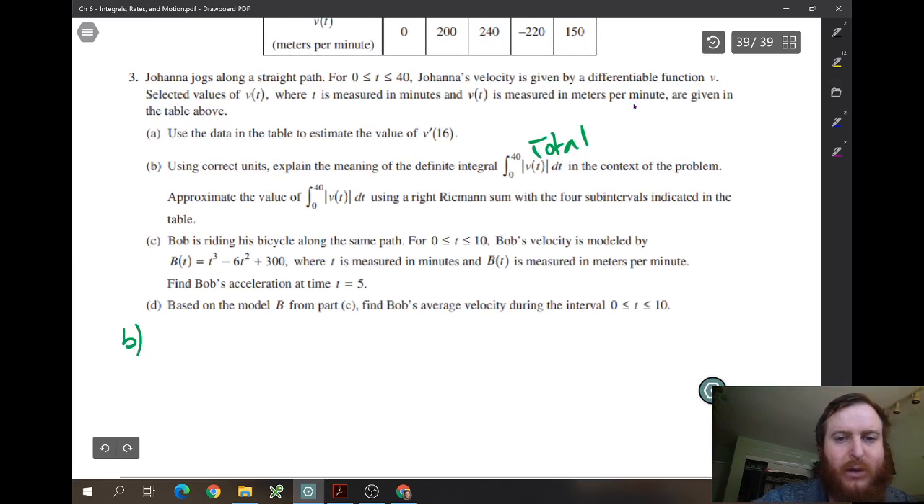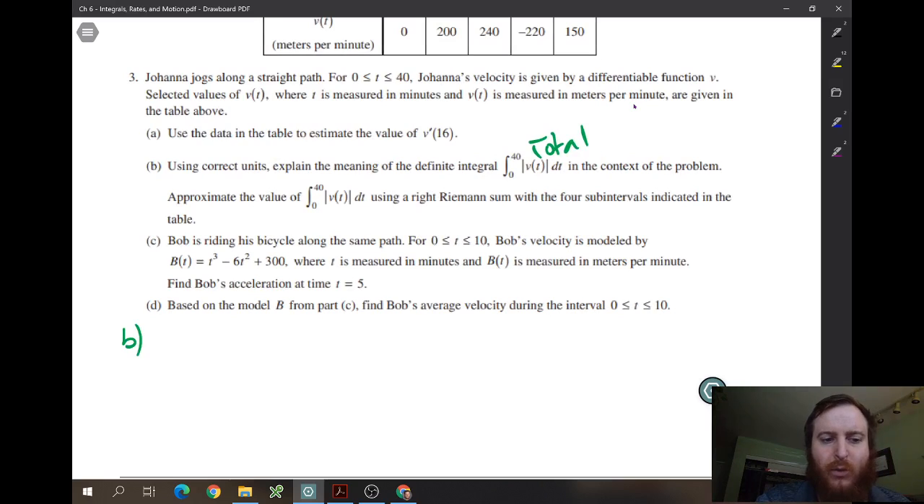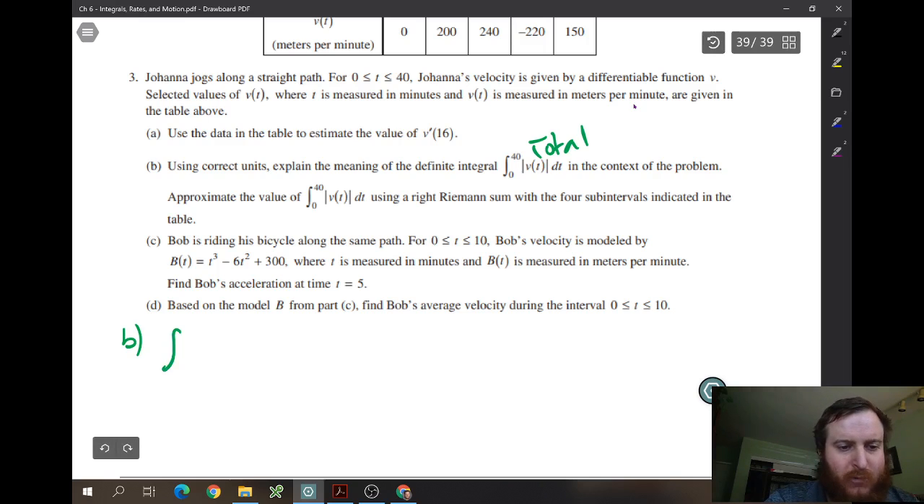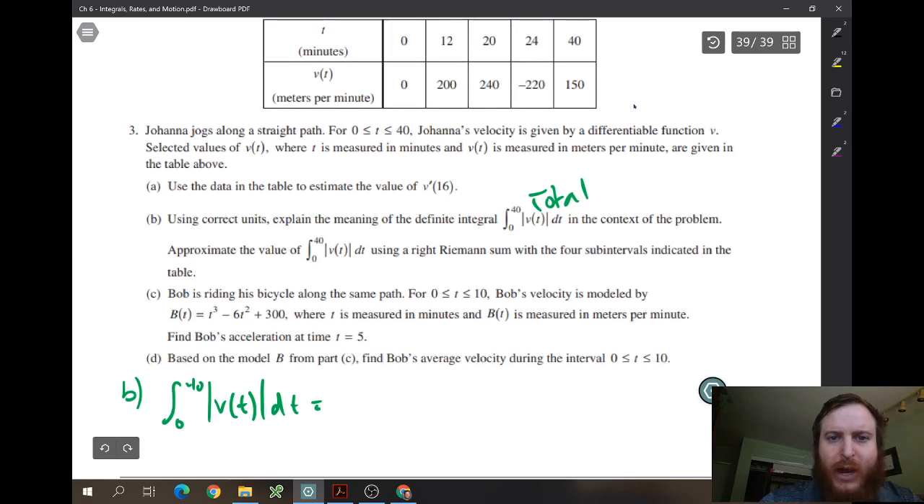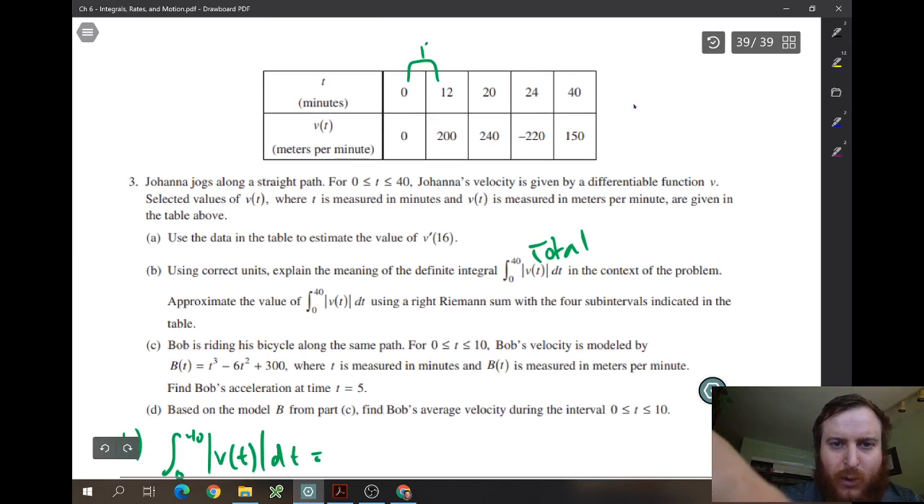We haven't done a Riemann sum with an absolute value. So I'm not going to go over the meaning. You can write it out. It's the total distance that Johanna jogs in meters between 0 and 40 minutes. But to do the approximation, the integral from 0 to 40 of the absolute value of v of t dt, we're going to just do a regular right-hand sum, except everything has to be positive. So that's 12, that's 8, that's 4, and that's 16.